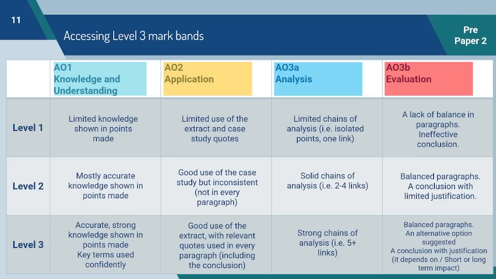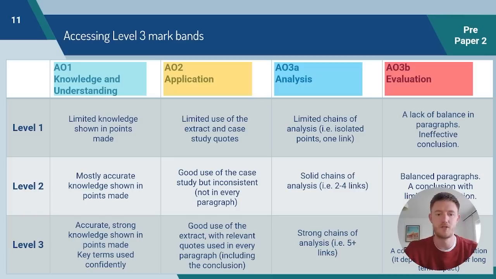For evaluation, the question here is about whether we've got balance and whether we've got a conclusion. So level 1 might be a lack of balance and maybe a conclusion that isn't very effective. Level 2, balanced paragraphs, a conclusion with some justification. For level 3, we want balanced paragraphs. If it's a 12 marker, an alternative option suggested. And we want a conclusion with justification. So it depends on, or short-term or long-term impact. So that's what we're looking for from those different assessment objectives.